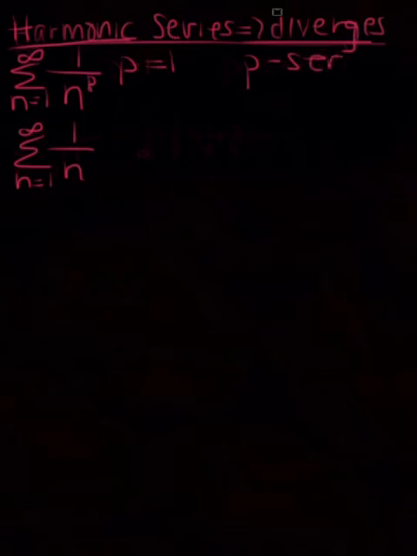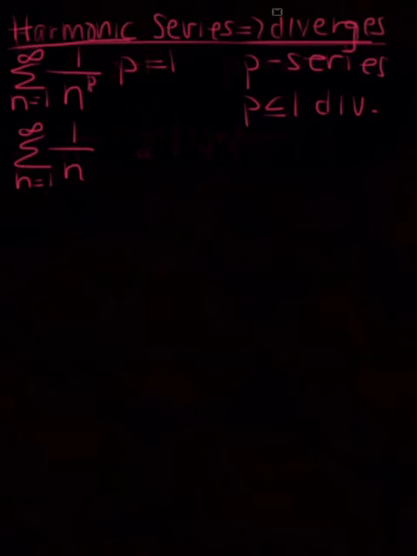So we can rewrite this as 1 over n, because it's 1 over n to the first, which is equal to 1 over n. And we already know that the series is going to diverge, because in a p-series, if p is less than or equal to 1, the series will diverge. And in this case, p is equal to 1, so the series will diverge, which we already know.